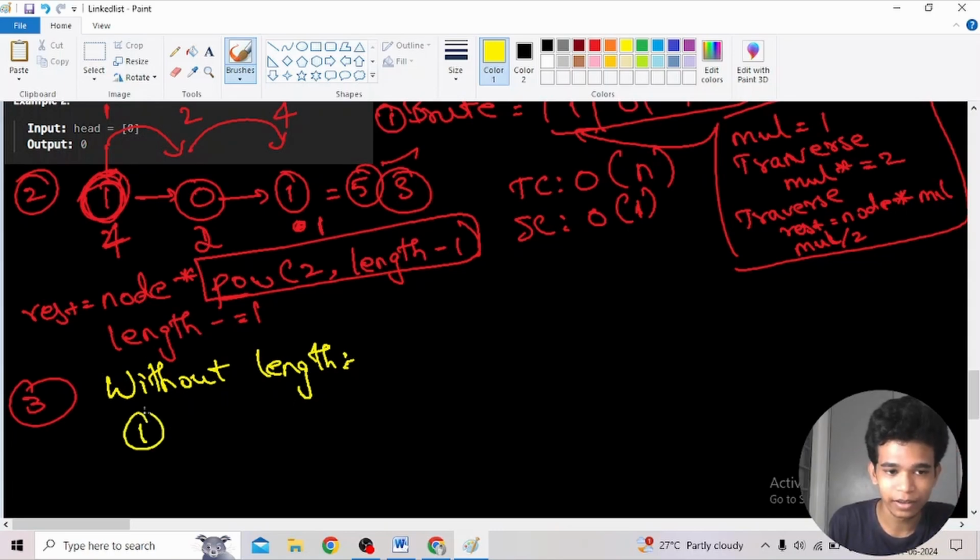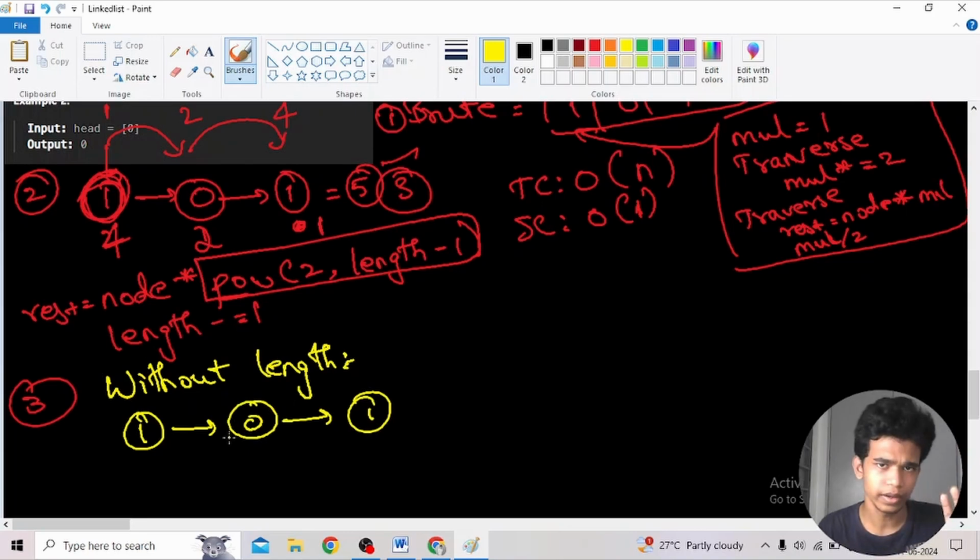See here: 1, 0, 1. Now, initially at first it will be 1, right? Just take result is equal to 1 at the first. Now, when you are going here, it is the second place. From here, if we see this 1, it will be what? The second place, right? If you just ignore this node here, 1 and 0, then this 1 should be what? That 1 should be 2 power 2, right?